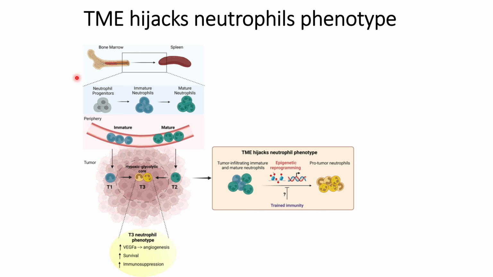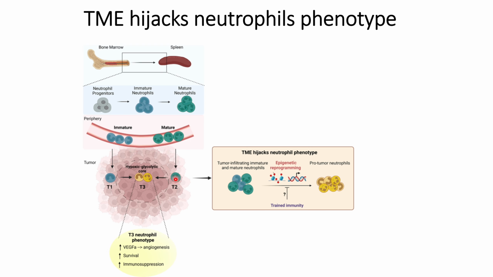So we will start with neutrophils. What are neutrophils? Neutrophils are white blood cells, the first line of defense whenever an infection is observed in the host. Neutrophil progenitors start near the bone marrow, and then form an immature neutrophil through differentiation, and then a mature neutrophil.